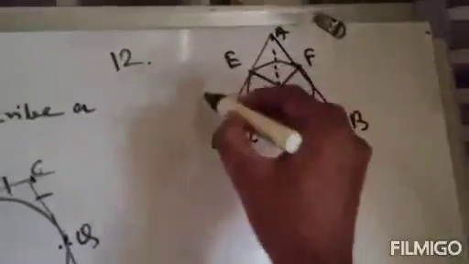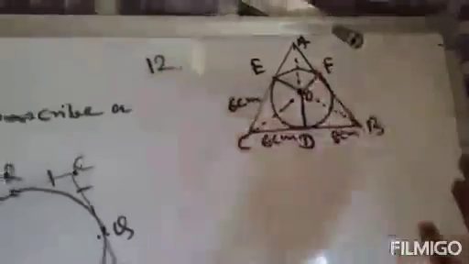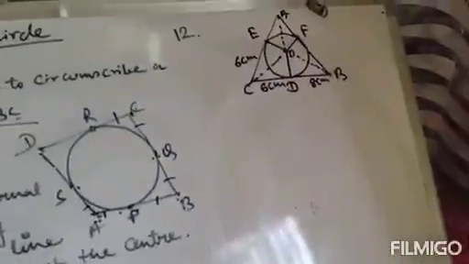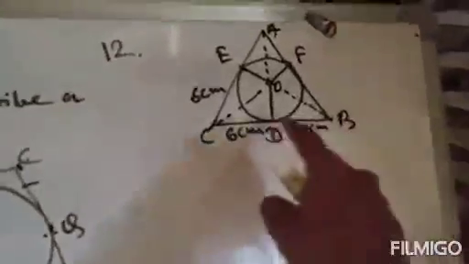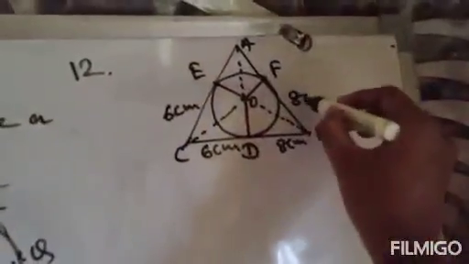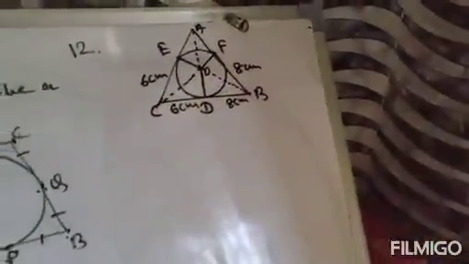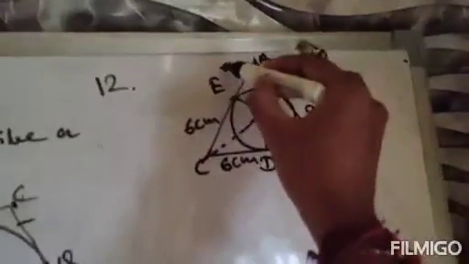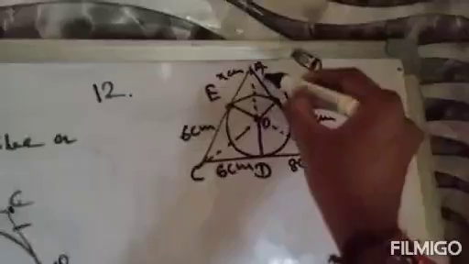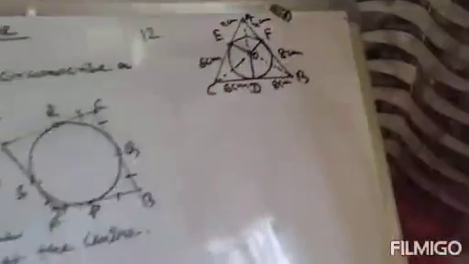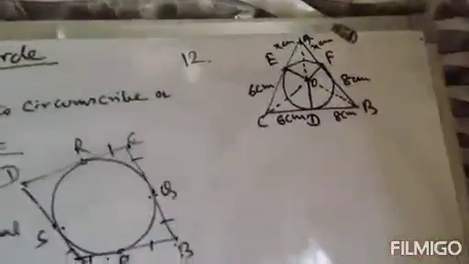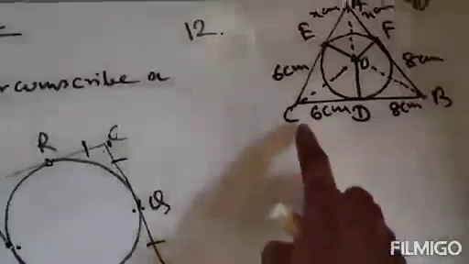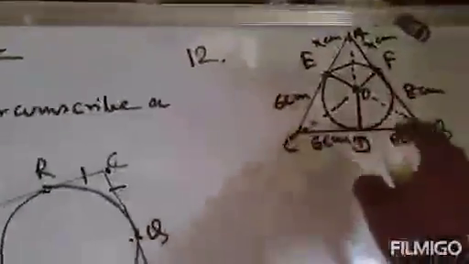And if it is 6 cm, then CE will also be 6 cm. I am explaining later why it is 6 cm. Just write 6 cm here. And if BD is 8 cm, BF will also be 8 cm. Clear? And let AE be x centimeters. So if AE is x centimeters, AF is also x centimeters. Now why am I writing this? Because of the concept.